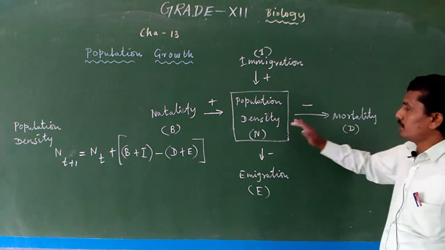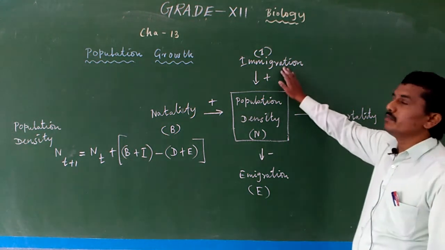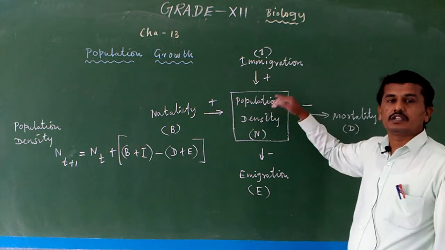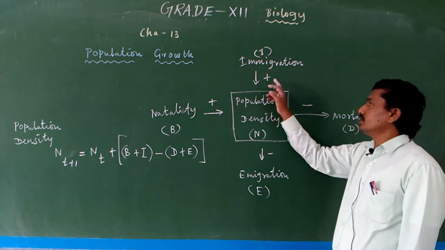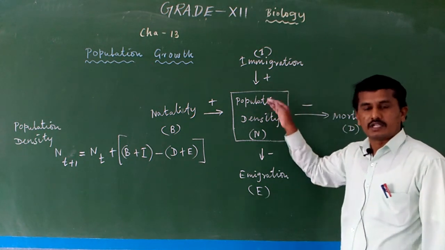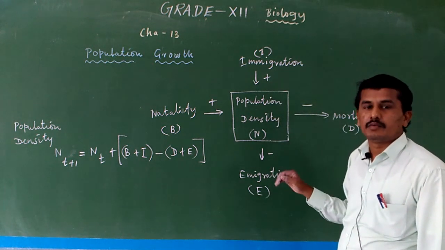And how will the population increase? With the use of immigration. The new people enter into the particular habitat. That is capital I, immigration. That is added to the particular habitat, actually increasing the population density.